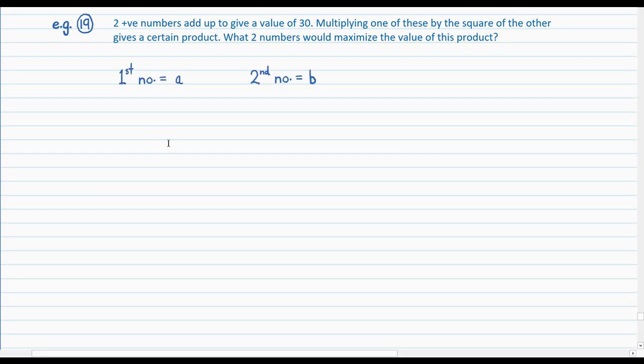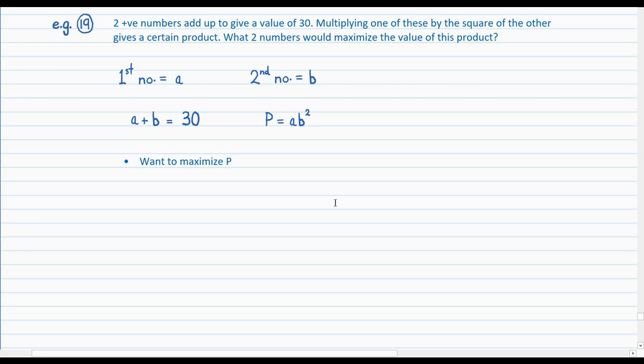It says that they add up to 30, so A plus B equals 30. Then it says that multiplying one of them by the square of the other gives a certain product. We can represent this product as a variable P, so P equals A times B squared. And the goal is to maximize the value of P.